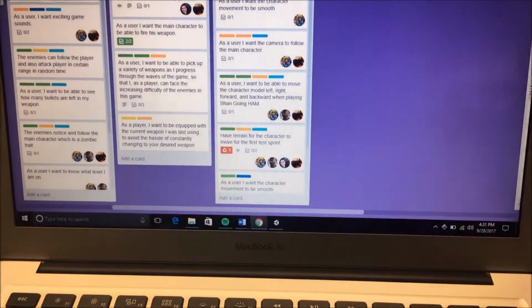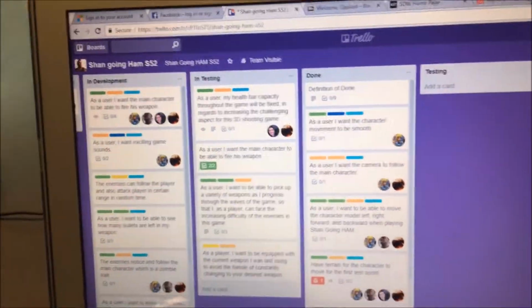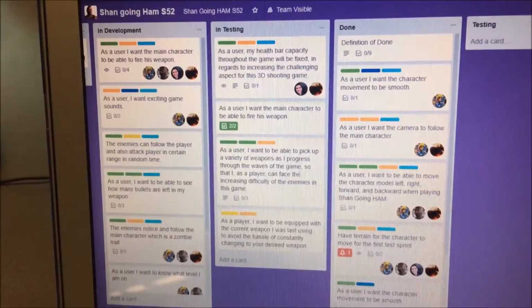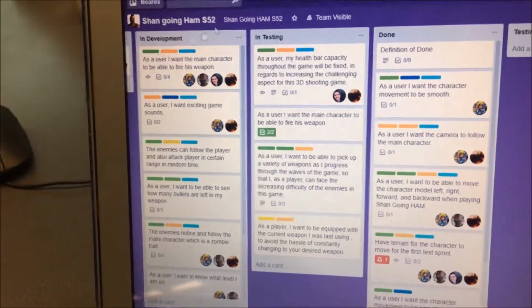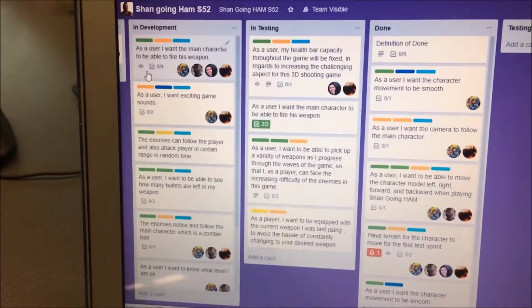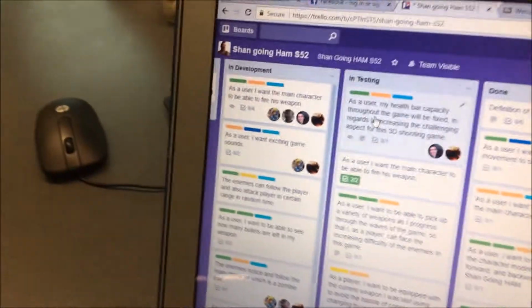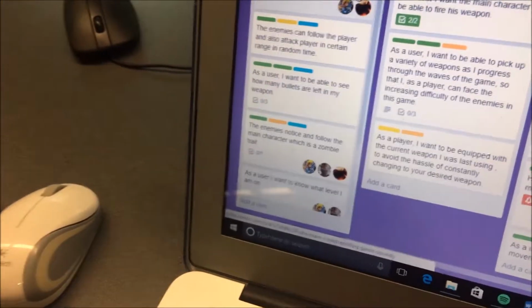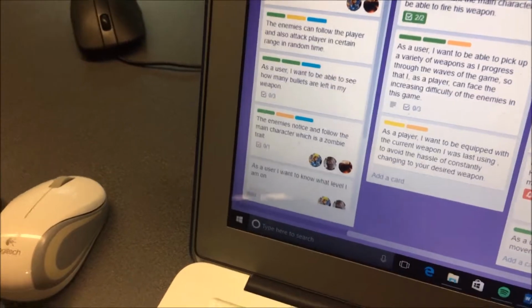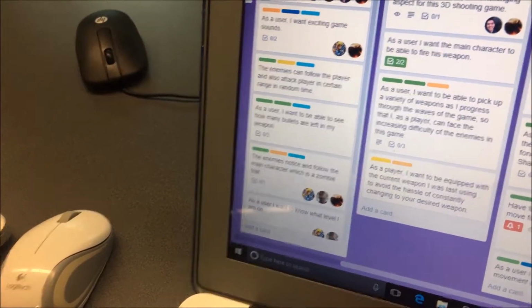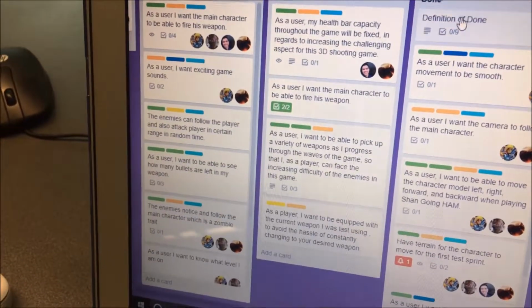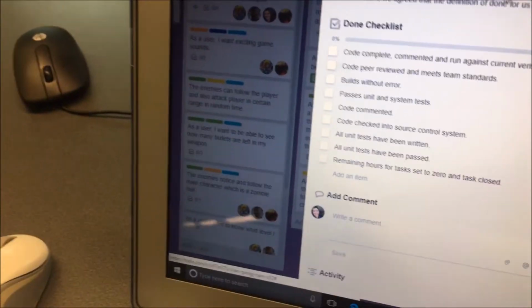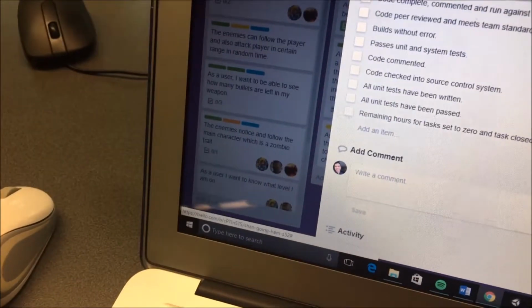Yep. So the user stories got developed through the in development and testing columns. Basically these done cards went from being developed, to testing, and back to developing again and testing again. Before each of these cards got to the done column, all of the members in the group decided that it had to be actually done based on our definition of done, and yep, that's basically how it worked.